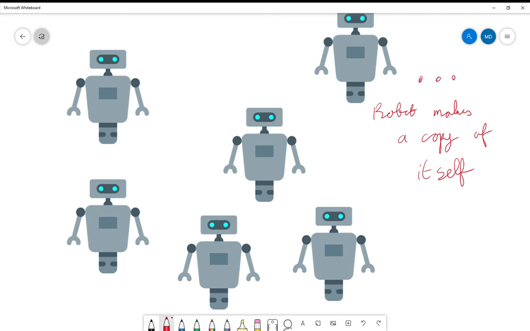Not the first one. The first one won't. We're not going to get exponential growth here. This is entirely linear. It's just one by one by one by one. But ultimately, if this is left to carry on, we're just going to get infinitely many robots. The whole world is going to get covered in robots. And so the question is, why isn't the world covered in robots?